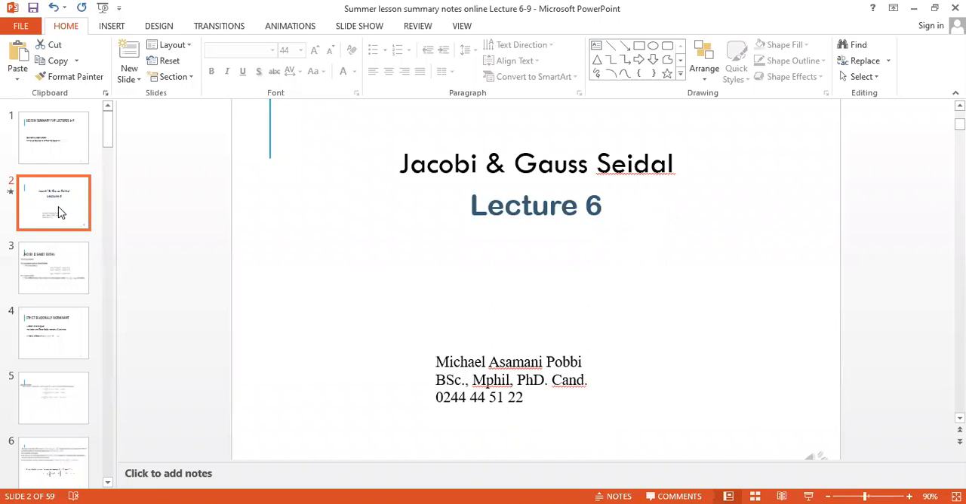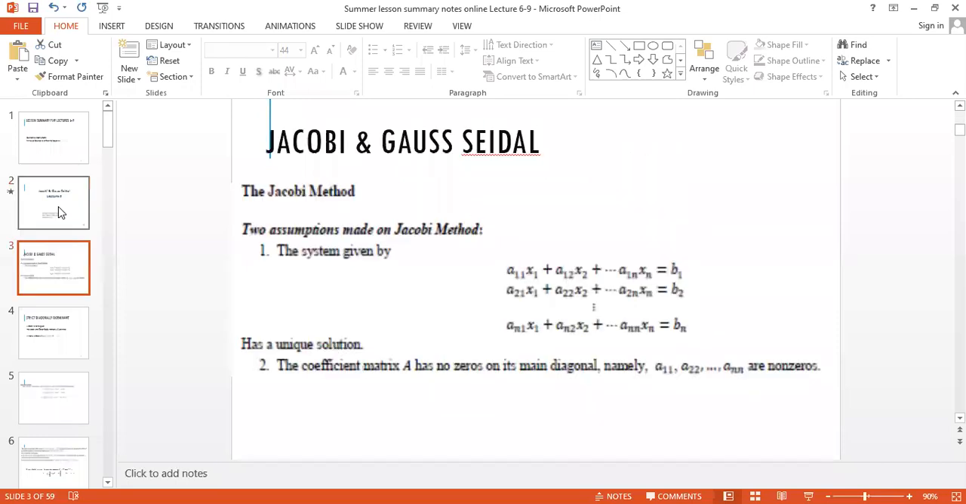Good. So today we are continuing, and I think we introduced ourselves to the Jacobi and the Gauss-Seidel technique last week. We said the process was quite simple. We just had to do a change of subjects for x1, x2, x3, and then we use an initial point for the iteration. Now, before we can proceed, like we said, the Jacobi method makes two assumptions.